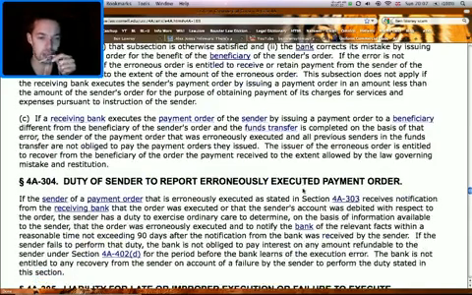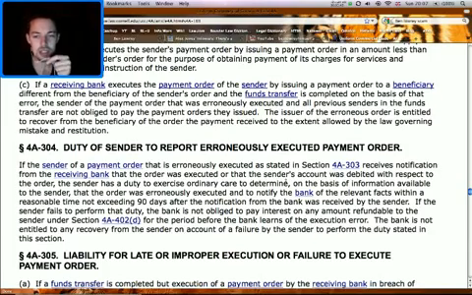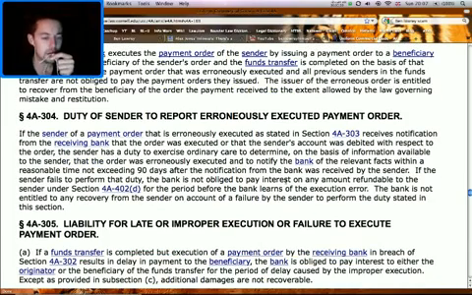If a receiving bank executes the payment order of the sender by issuing a payment order to a beneficiary different from the beneficiary of the sender's order, and the funds transfer is completed on the basis of that error, the sender of the payment order that was erroneously executed, and all previous senders in the funds transfer are not obliged to pay the payment orders they issued. The issuer of the erroneous order is entitled to recover from the beneficiary of the order the payment it received to the extent allowed by the law governing mistake and restitution.